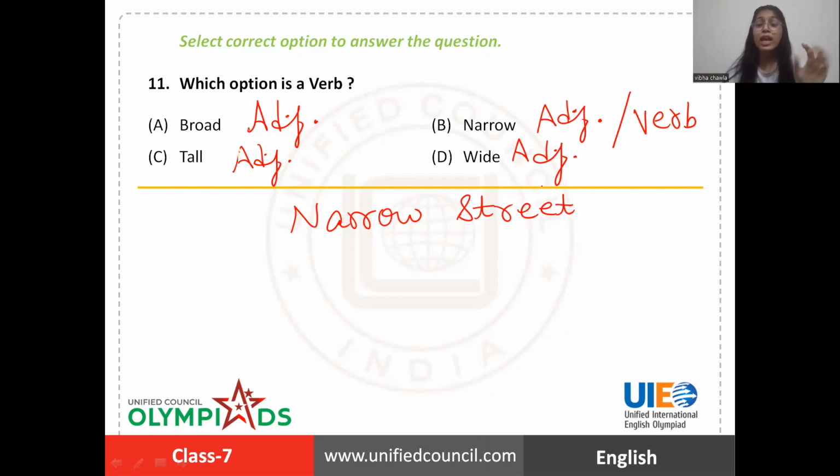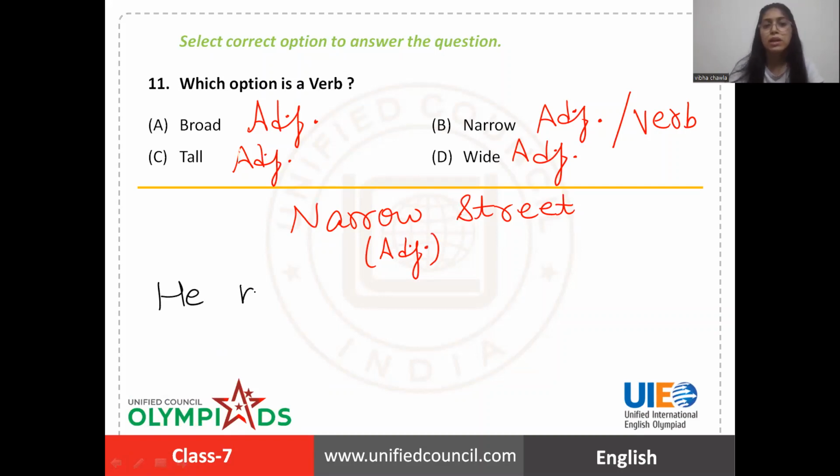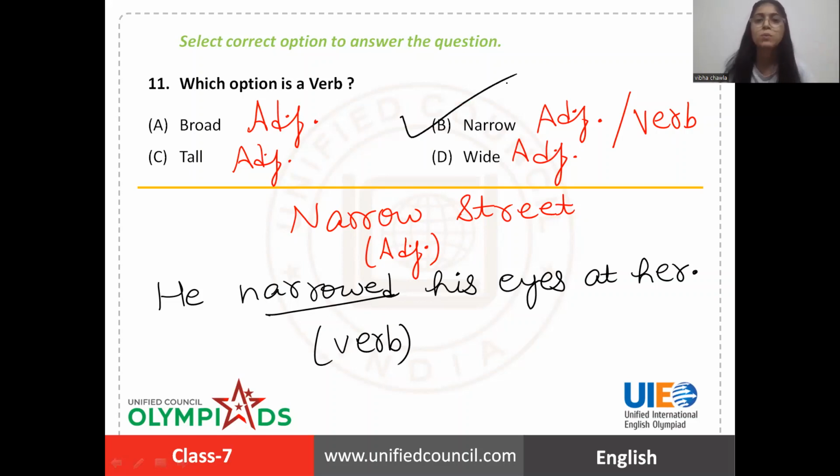Okay, and narrow can be a verb also. In this case, it is an adjective, but it can be a verb also. How? For instance, he narrowed his eyes at her. So in this case, narrow is not an adjective. It's a verb here. You see, he narrowed. -ed is added to a verb to form its past form. So here it is a verb. So the right answer is definitely option B.